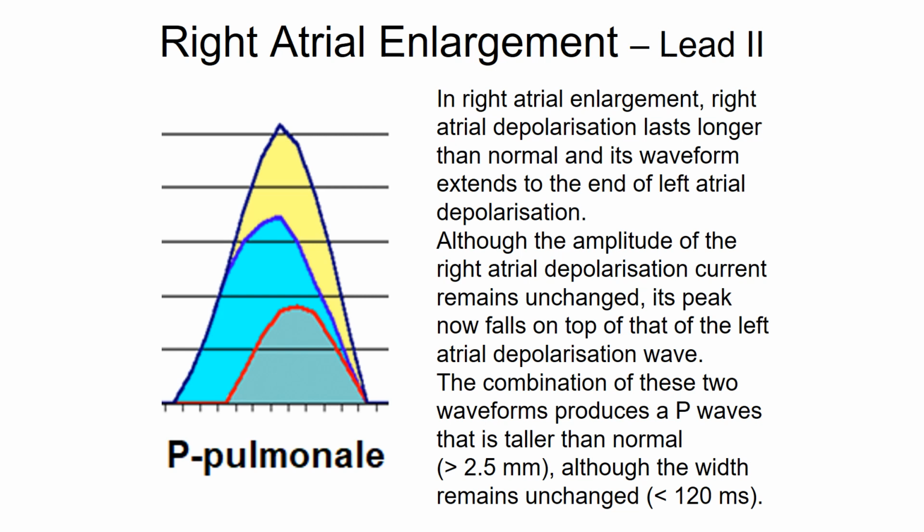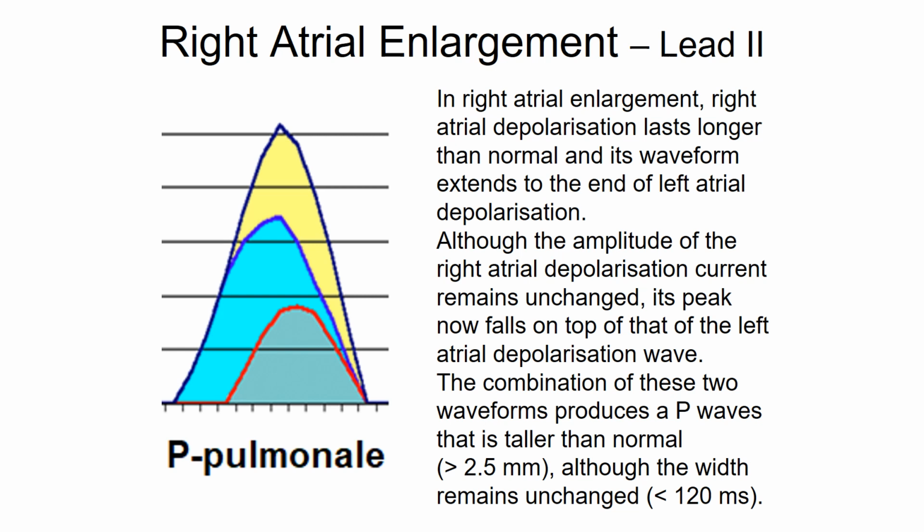Right atrial enlargement, leads to. In right atrial enlargement, right atrial depolarization lasts longer than normal and its waveform extends to the end of left atrial depolarization. Although the amplitude of the right atrial depolarization current remains unchanged, its peak now falls on top of that of the left atrial depolarization wave.